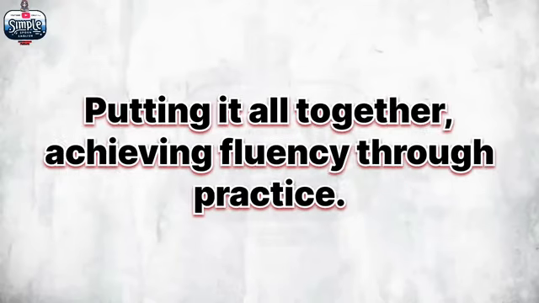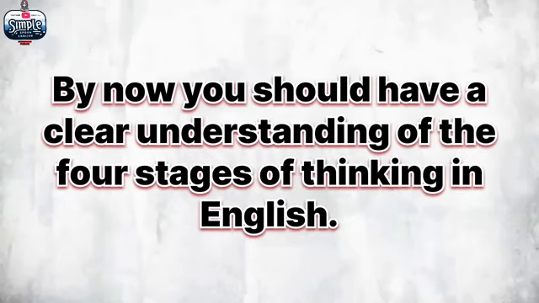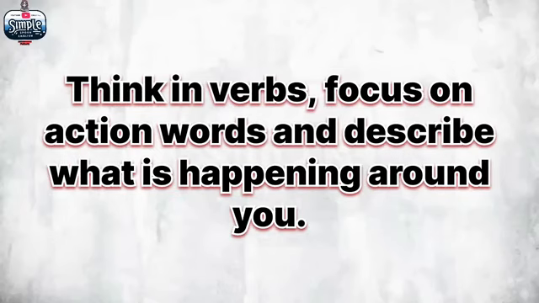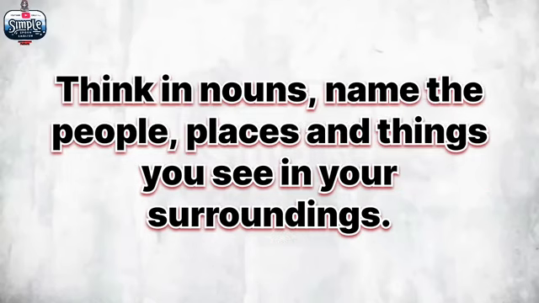Putting it all together. Achieving fluency through practice. By now, you should have a clear understanding of the 4 stages of thinking in English. Think in verbs. Focus on action words and describe what is happening around you. Think in nouns. Name the people, places, and things you see in your surroundings.